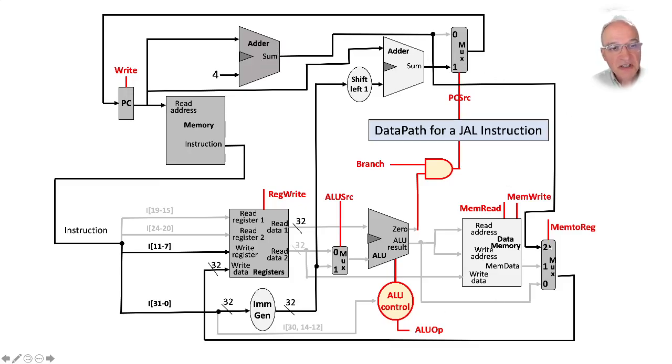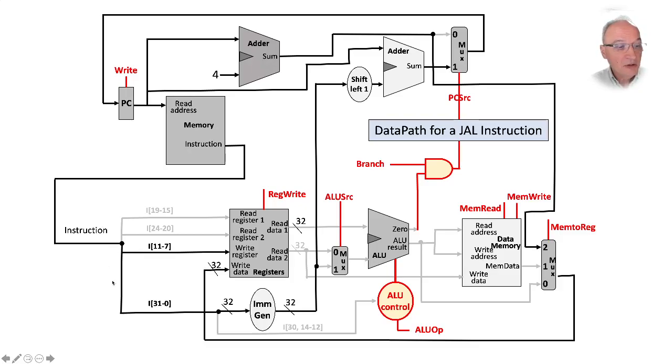Because I have a jump and link in this machine, I need one more input to my MUX now. This switch that before had 2 inputs now has 3, because it has the value of PC plus 4, which is going to be written back into the register that was specified in the instruction. The register was specified in bits 7 to 11 of the instruction.